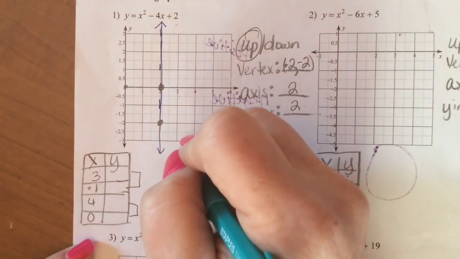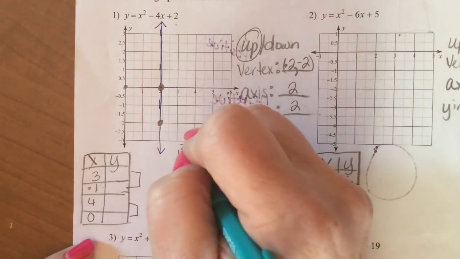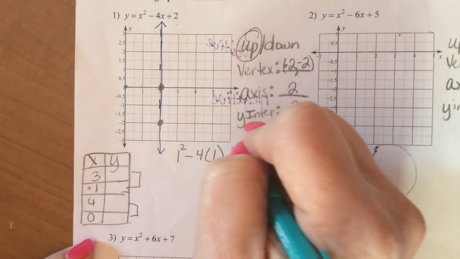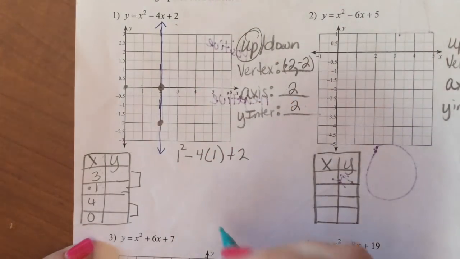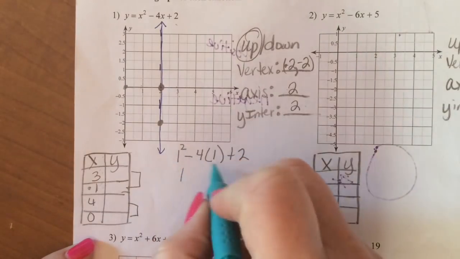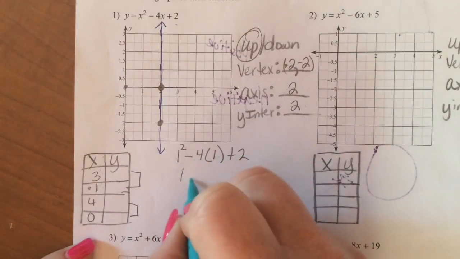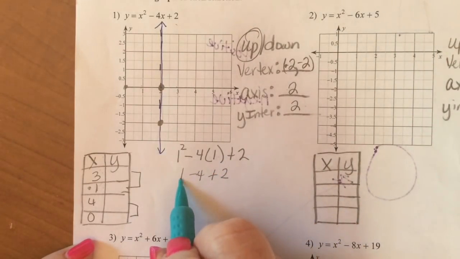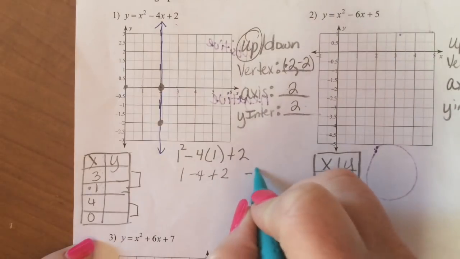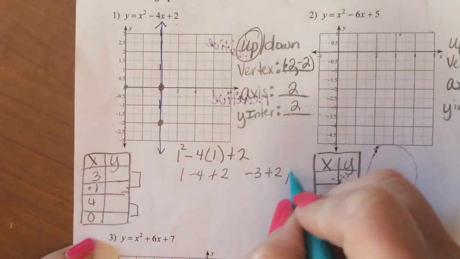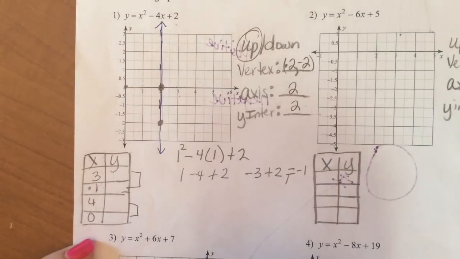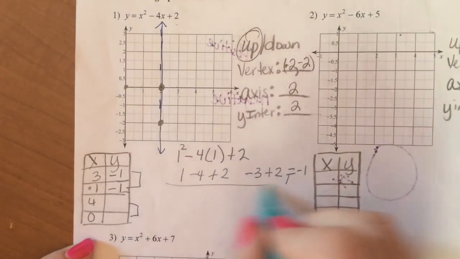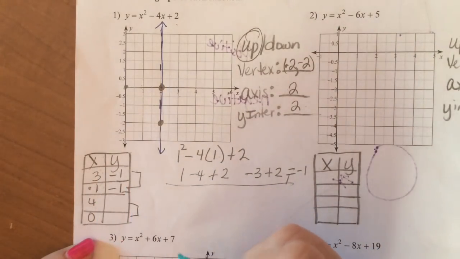So substitute it in. x squared, so 1 squared, minus 4 times 1 for that x, plus 2. So 1 squared is 1. -4 times 1 is -4, plus 2. Going through, 1 minus 4 is -3, plus 2, so this is equal to -1. So these two are going to be at -1, and I only have to do it once because they're at the same height.